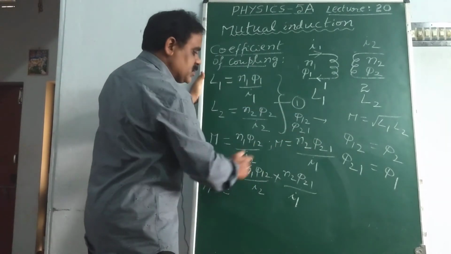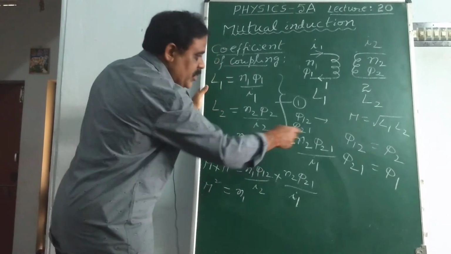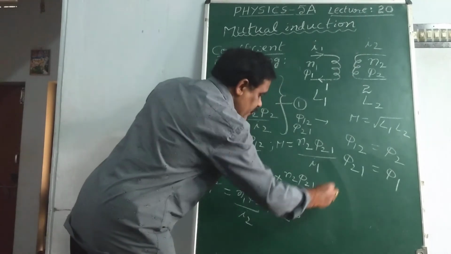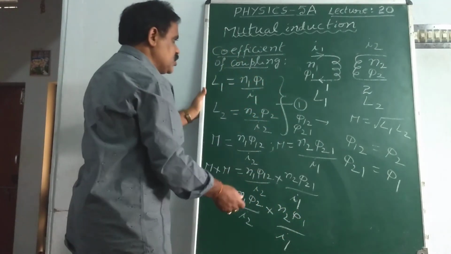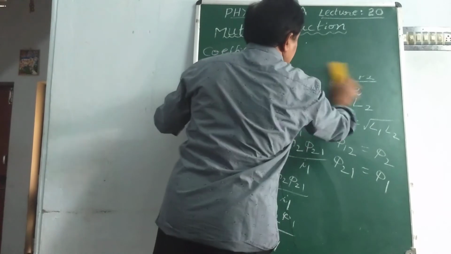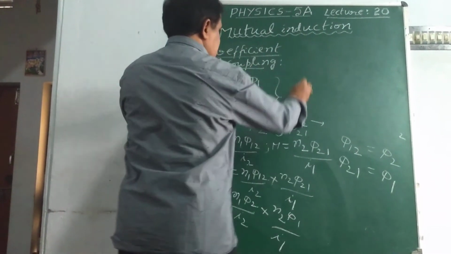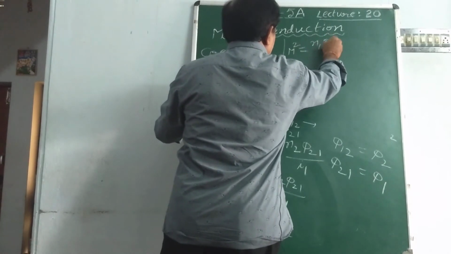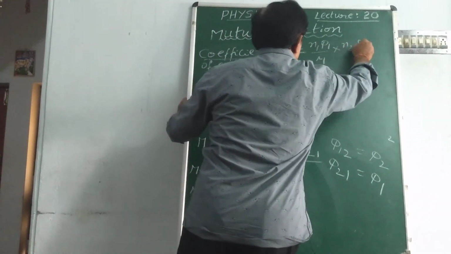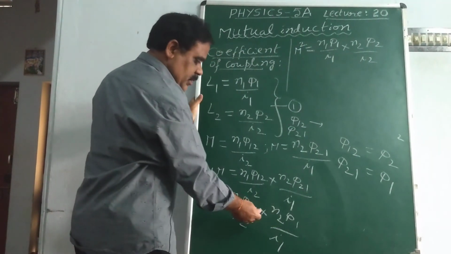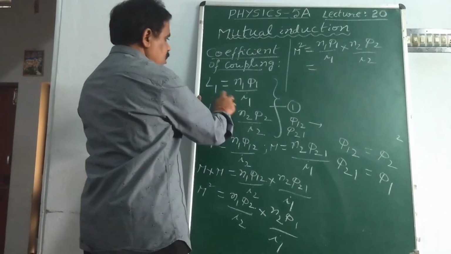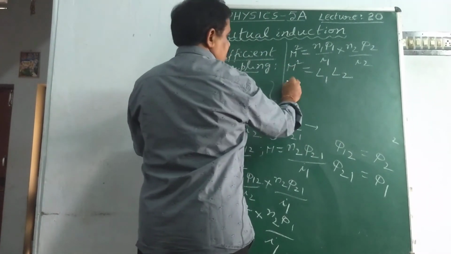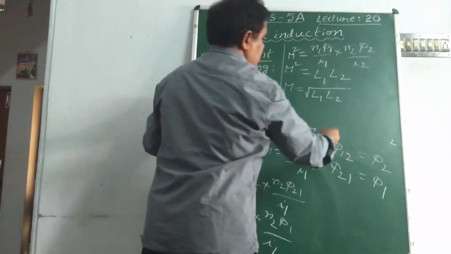సో దీనివల్ల ఇప్పుడు ఈ రెండింటిని ఇందులో సబ్స్టిట్యూట్ చేద్దాం. ఇప్పుడు మనకి N1 ∅12 అంటే అర్థం ఏంటి, ∅2 బై I2 ఇంటూ N2 ∅21 అంటే ∅1 బై I1. సో ఇప్పుడు ఏమవుతుంది చూడండి, M స్క్వేర్ ఈజ్ ఈక్వల్ టు N1 ∅1 బై I1 ఇంటూ N2 ∅2 బై I2. దీన్ని రీఅరేంజ్ చేశాను మొత్తం ఈ టర్మ్స్ అన్నింటినీ కూడా మనం. సో N1 ∅1 బై I1 అంటే అర్థం ఏంటి చూడండి, L1. అట్లాగే N2 ∅2 బై I2 అంటే L2. సో ఏమొచ్చింది మనకి, M స్క్వేర్ ఈజ్ ఈక్వల్ టు L1 L2, అంటే M ఈజ్ ఈక్వల్ టు రూట్ ఆఫ్ L1 L2. So M is equal to root of L1 L2.